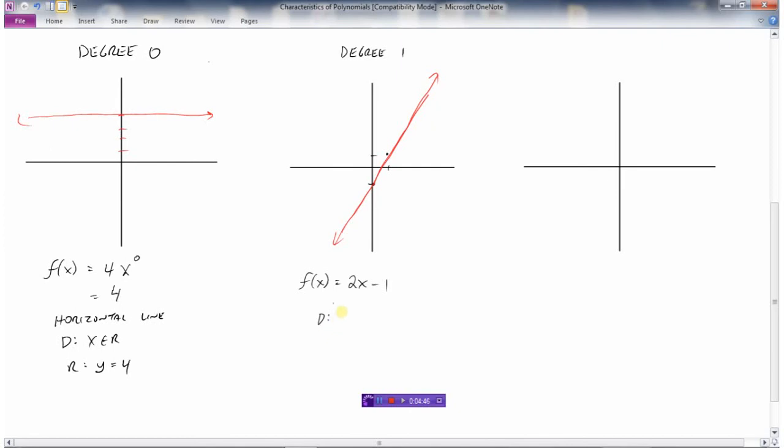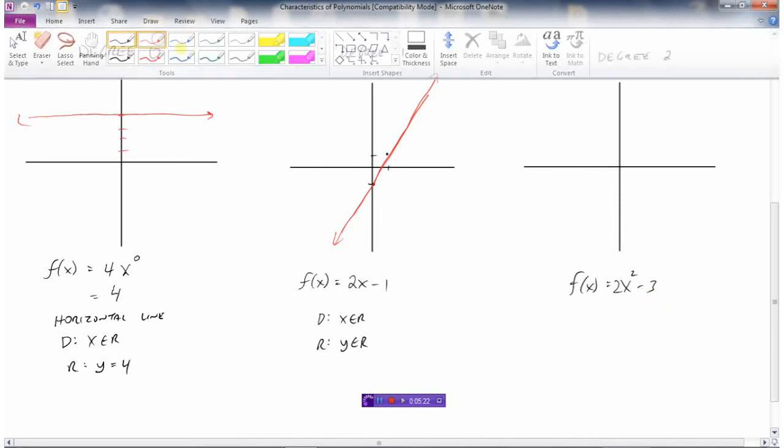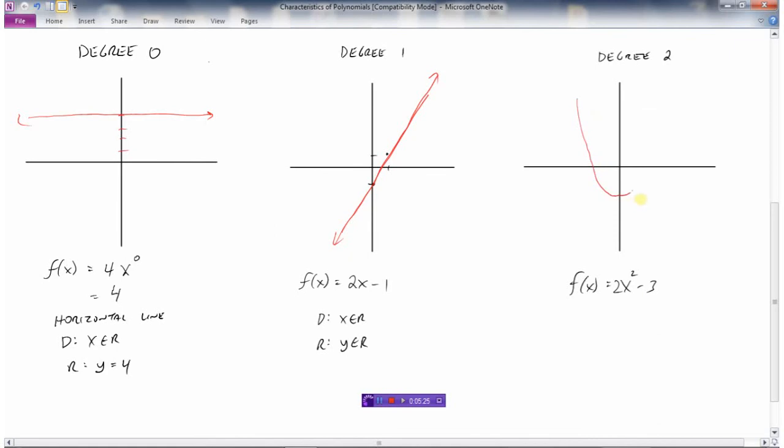But the domain of this graph will be all real numbers because it goes to the left and to the right forever. And the range of these functions will be y all real numbers as well. It goes down forever, it goes up forever. So you've seen those before. You've worked with those polynomial functions, and you've also worked with these polynomial functions. Degree 2. This is our parabola, and it might look like this. Say 2x squared minus 3. And if we were to sketch a graph of that one, it would look something like this.